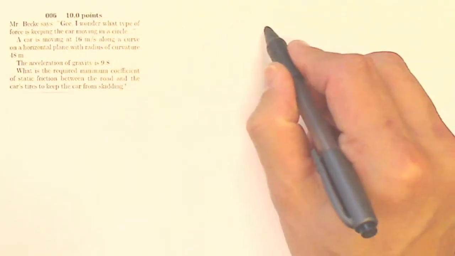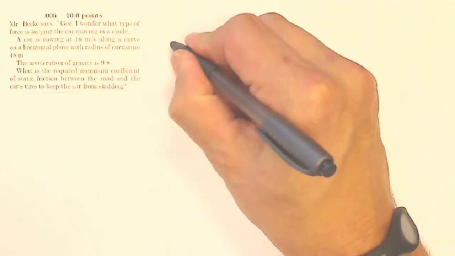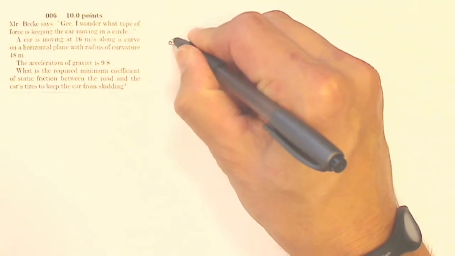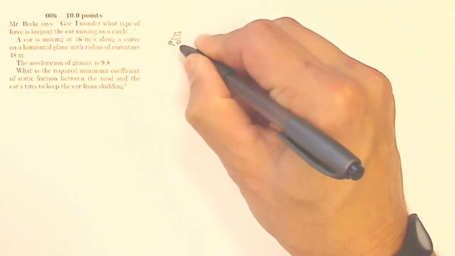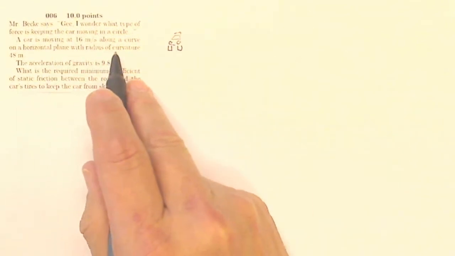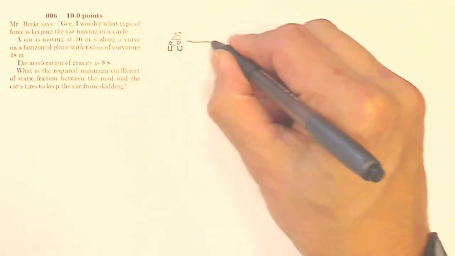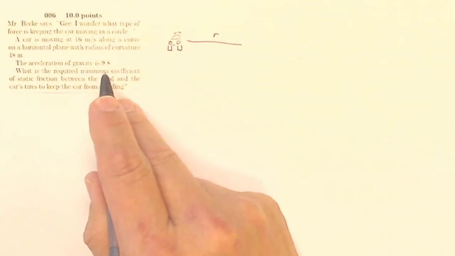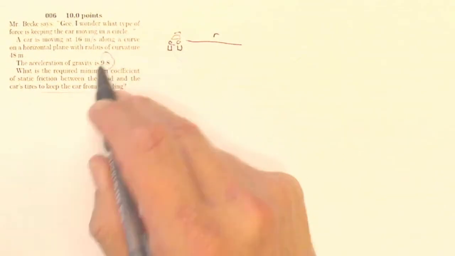So what I've got is this circular path. I've got a car. Let's draw it coming at me. So here's my car coming at me. And this car on its tires is moving with a radius of curvature of 48 meters. There's my R. The acceleration of gravity is 9.8. I might be interested in that.